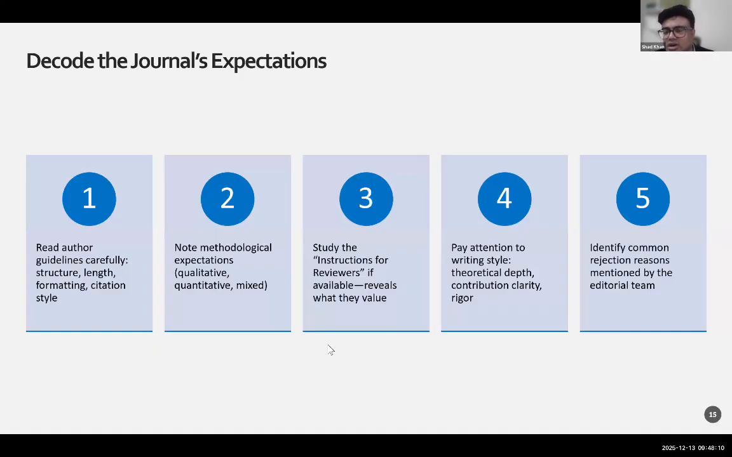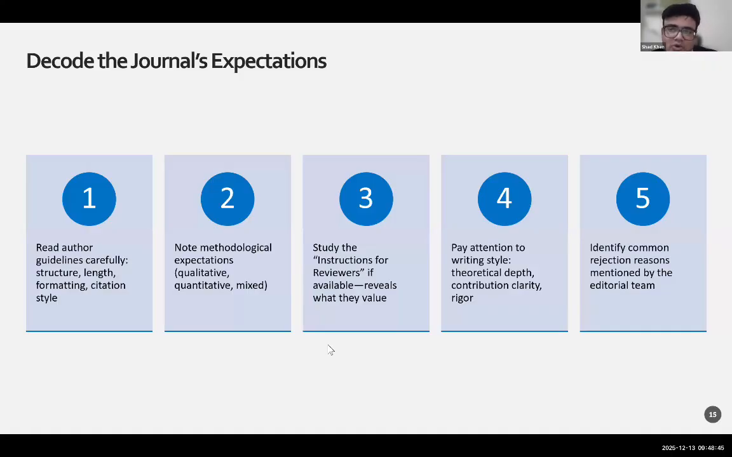Try to see the methodological expectations of the journal, whether they are looking more for qualitative research, quantitative research, or mixed method research. You also have to understand that the journal's administration keeps changing. The moment the editor-in-chief changes, there are high chances that a journal which was highly into qualitative research suddenly switches to quantitative or mixed method research. You also have to see that many times it is the journal's regulations. They are going for a call for papers.